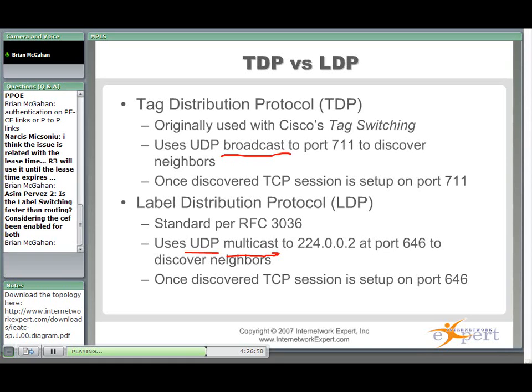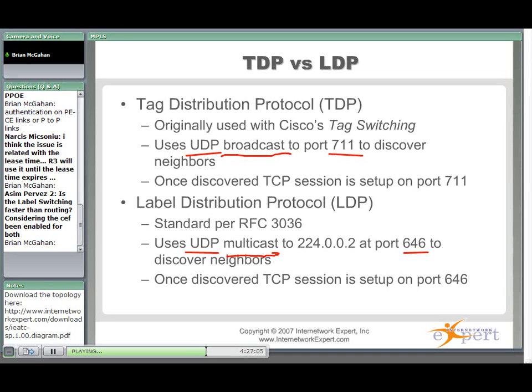So TDP is going to be using UDP broadcast on port 711. LDP is going to be using UDP multicasts to the all-routers multicast address 224.0.0.2 using port 646.